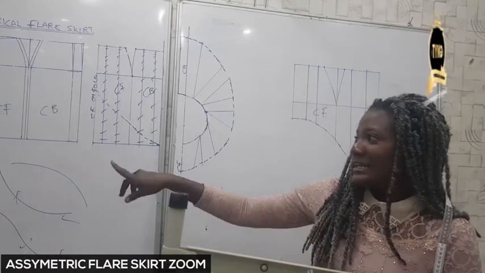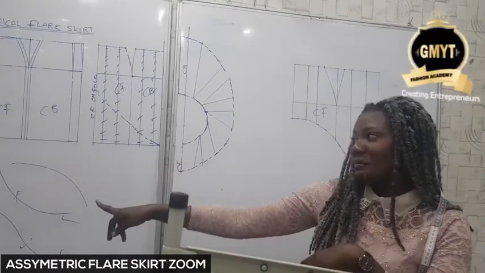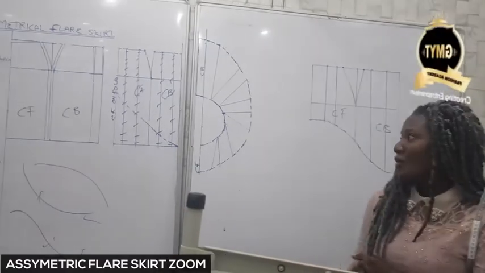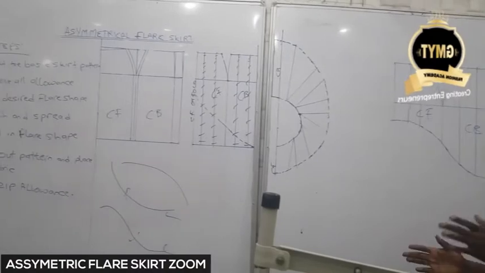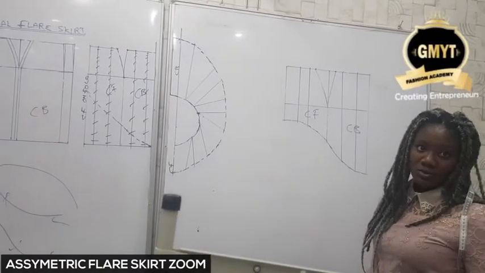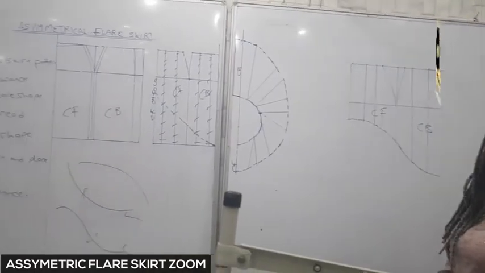So I said blend in flare shape, which I've done. Cut out pattern and place on fabric. Yes, then you add your zip allowance. And that is all for the asymmetrical flare skirt. So it's either I have this shape or I have this shape. Either one is good. It's all a matter of your choice and your preference.